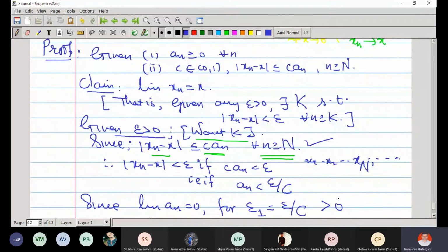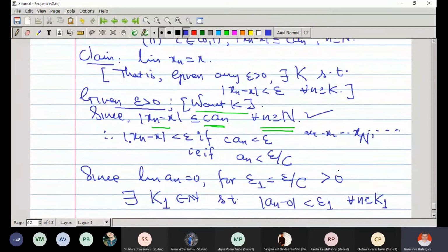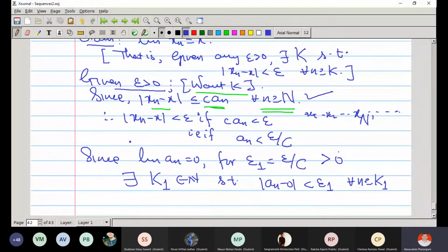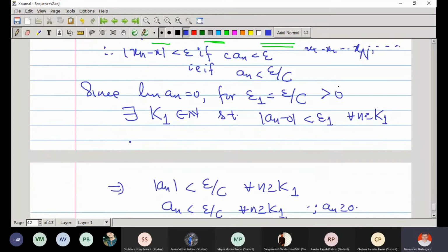That means given epsilon, we want to produce k. Given that |xn minus x| is less than or equal to c times an after N, this |xn minus x| can be made less than epsilon if c times an can be made less than epsilon. And how is it possible to make an less than epsilon by c?